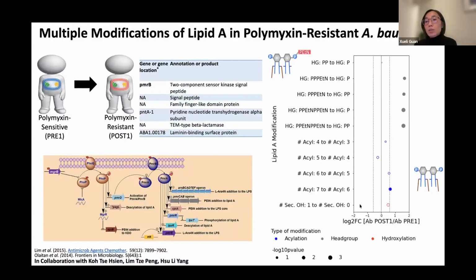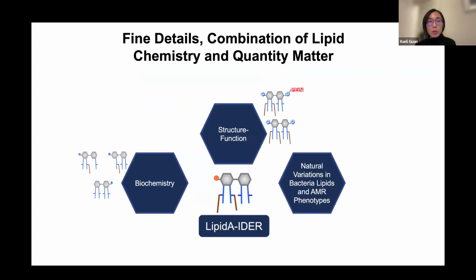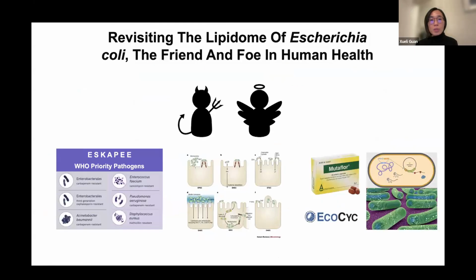In a nutshell, it's not just the presence of phosphoethanolamine that is the signature of this resistant strain, but it's a combination of multiple modifications that are found in this resistant strain that can then potentially be associated with the resistance profile. So in summary, for this part of the talk, I hope I have impressed upon you that the fine details of the lipid structures, the combination of lipid chemistry and the quantity matters to the functions, and that natural variation in bacterial lipids has a strong link with antimicrobial resistance phenotypes.